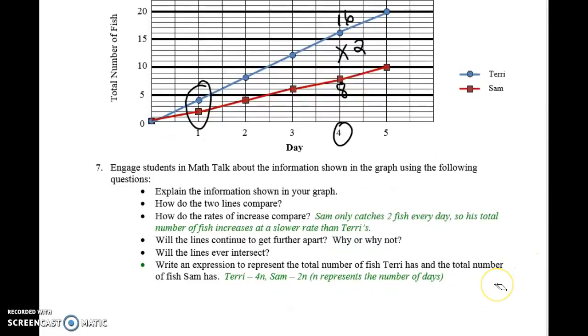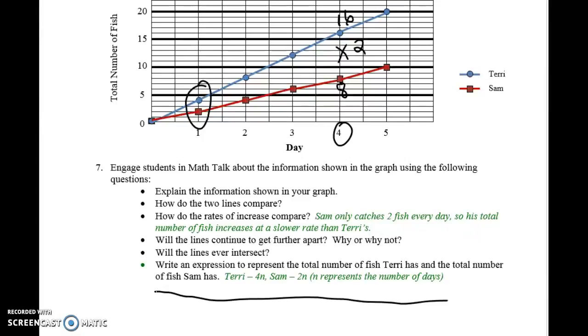Now, take a look at this question right here. It says, write an expression. We just finished a whole unit on expressions. Write an expression to represent the total number of fish Terry has and the total number of fish Sam has. Terry has 4n. Sam has 2n. Does anybody remember what it means when you have a number right beside a variable? You multiply it.